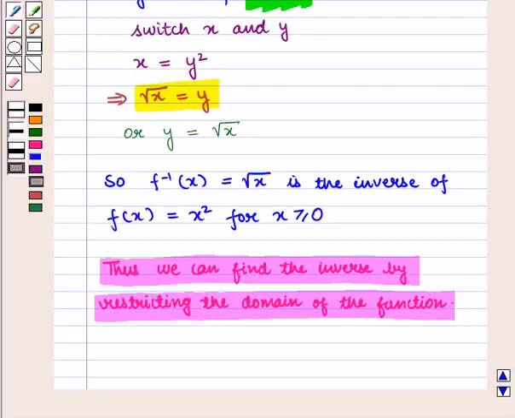Thus, in this session we have learnt how to graph the inverse of a given function whose inverse exists, and how to produce an invertible function by restricting the domain. This completes our session. Hope you enjoyed this session.